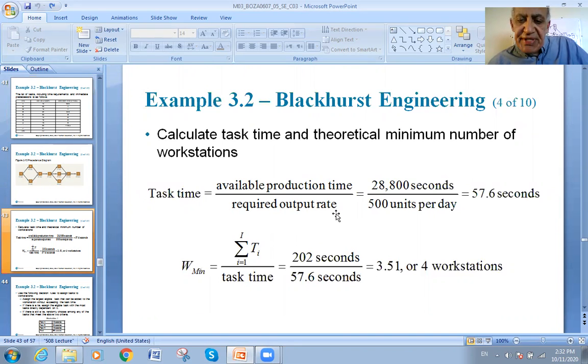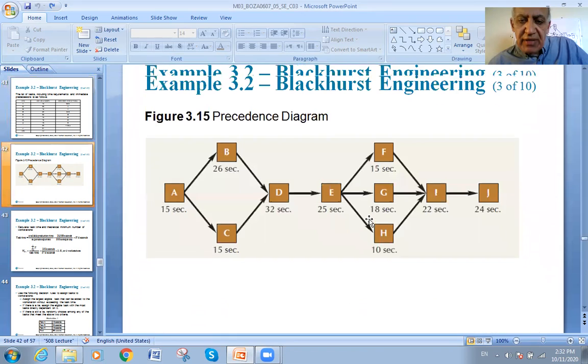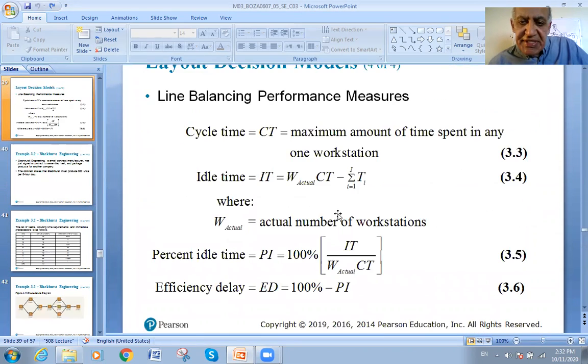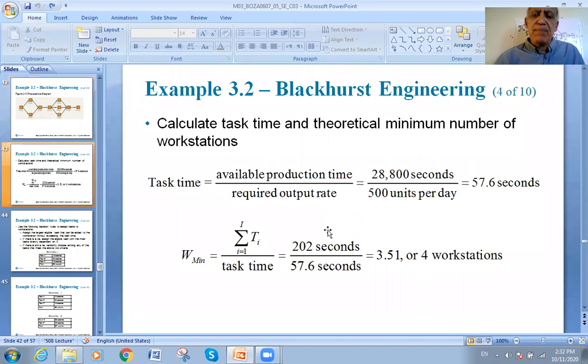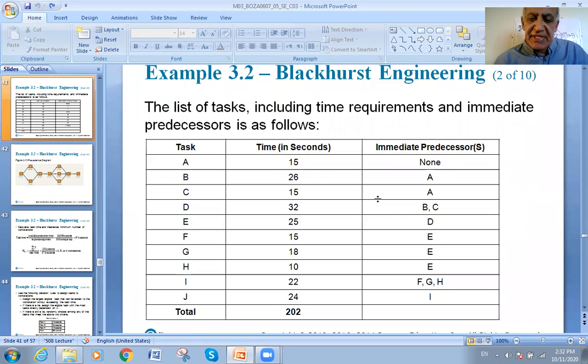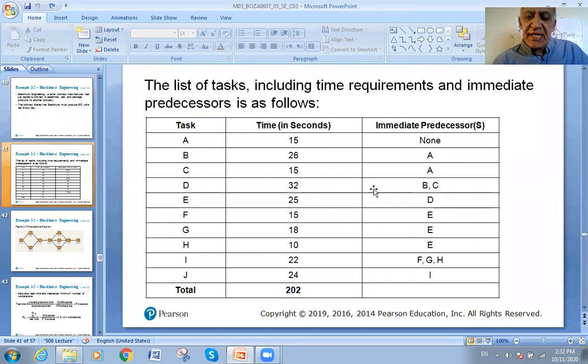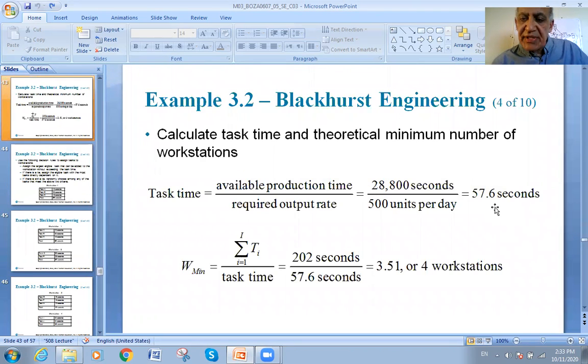Required output rate is 500 units per day, because he said 500 units in 8 hours. This is in the example. What you will do is apply the law. You substitute the numbers given in the example into the law. So 28,800 seconds divided by 500 units for 8 hours working. The task time will be 57.6 seconds.